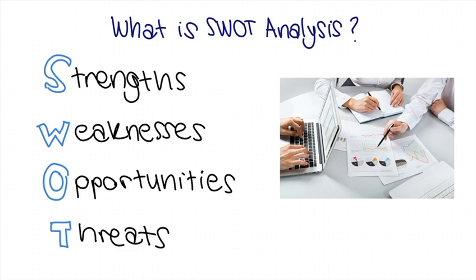Weaknesses. The business's internal gaps, such as high costs or limited skills. What holds this business back? Opportunities. External changes like market trends or new technology. Threats. External risks like competitors or regulations. So what could go wrong for the business?